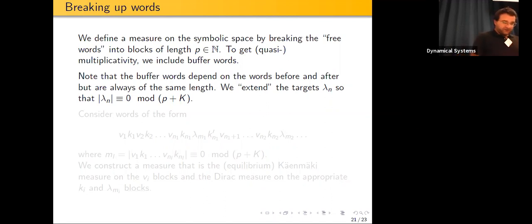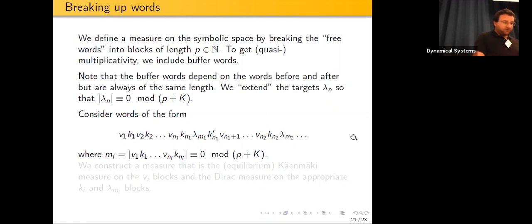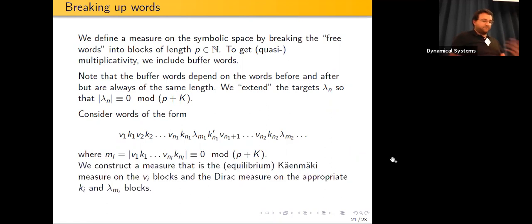All right, so then you take some words, they're of this form, they're of a certain predictable length. And then on these nice words, you just chuck in the normal standard, nicely behaved Käenmäki measure. And the other ones are just a Dirac mass sitting on exactly these symbols. So the trick comes in actually working out the details of this.